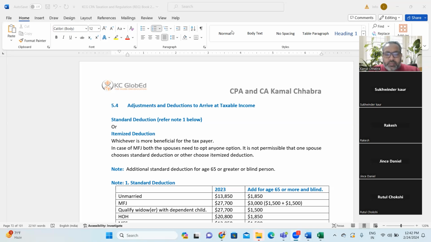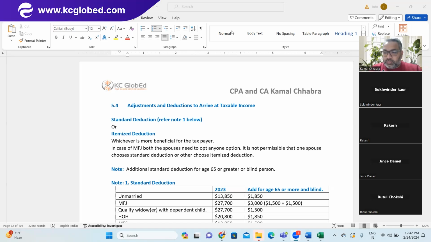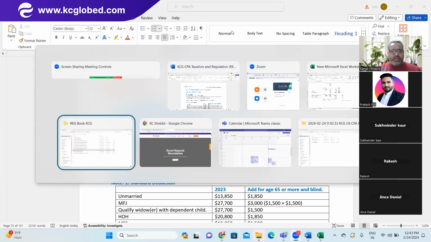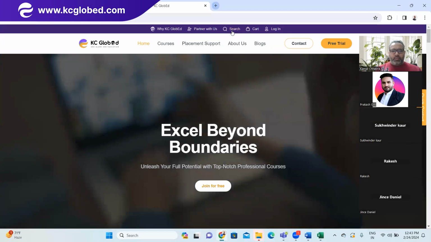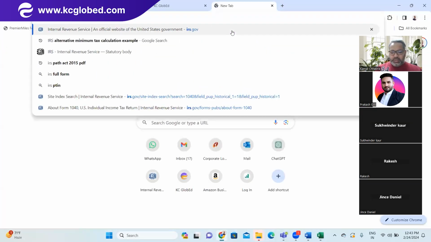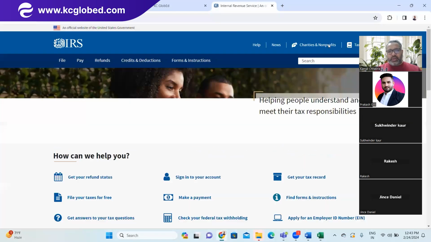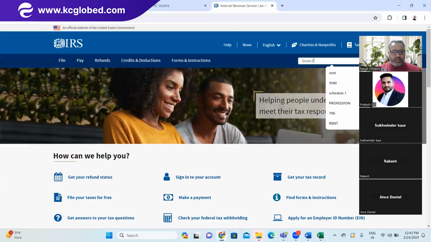Does this number change year by year? Yes, yes, yes. Every year, you can go to the IRS website, I think you are all familiar with it, right? On the IRS website, every year you can take a look at the change in standard deduction.